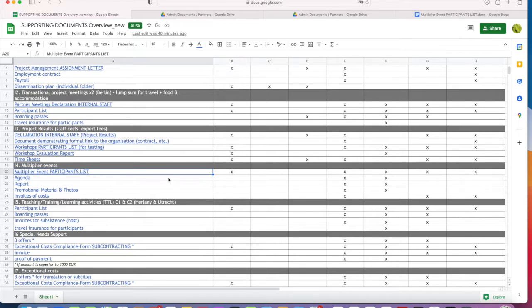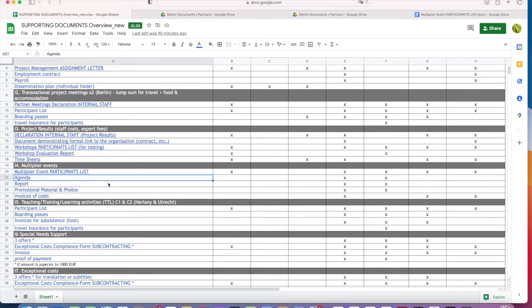Also important in relation to this event is the agenda. You need to hand in the agenda of the event, and in this agenda what is important is that you explicitly mention that the project results of this project were presented. So if you have 4 different project results, a toolkit, a tutorial series, etc., etc., these should be featured explicitly in the agenda, that they have been presented to the audience.